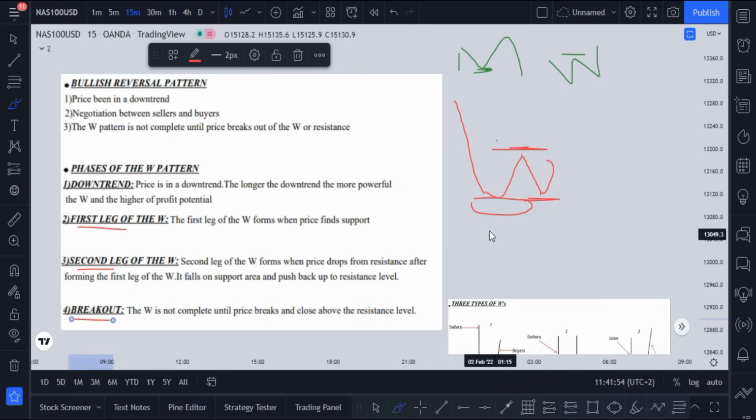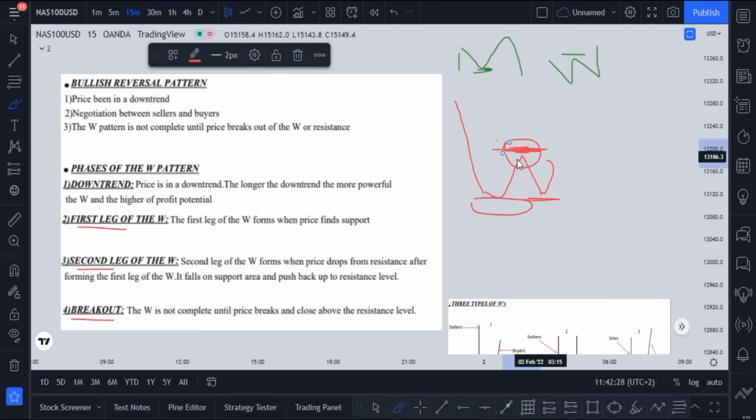So we are looking for a breakout out of the W formation so that we can start looking for entries, right? So what we mean by breakout of the W or out of the resistance level, we are looking at this part over here, right? So this neckline over here, or this resistance level in this case. Remember, in the M formation it was support, but now it's resistance because it's resisting the market from going to the upside, right?